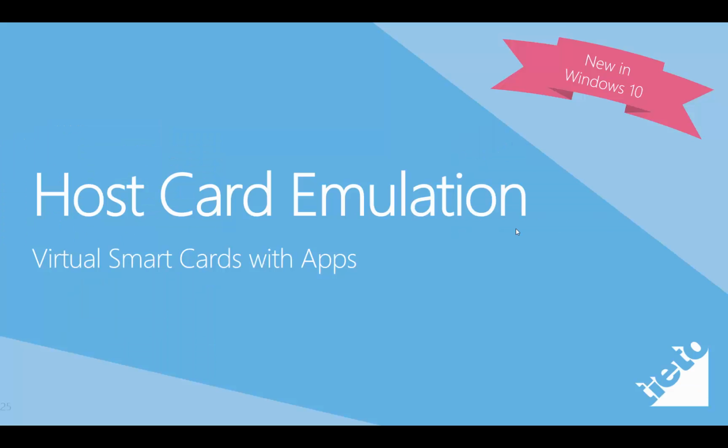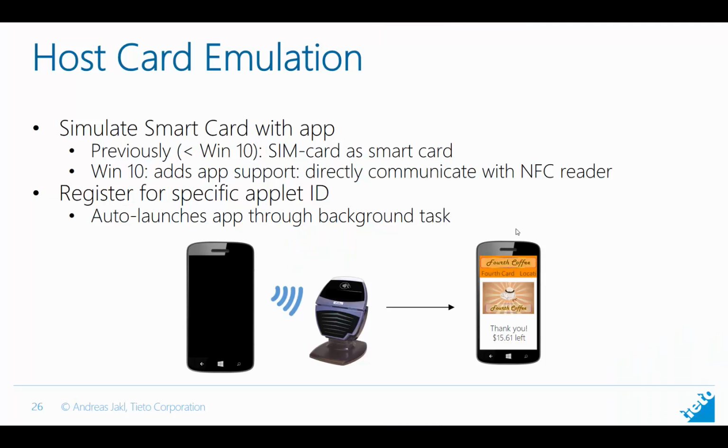Okay, so next part is about host card emulation. This essentially allows you to have a virtual smart card that you create with your app. This is also new in Windows 10. It has also been recently added to Android and is one of the most important things of NFC nowadays, because it really allows you to use your phone as a credit card. So then the phone actually acts like it would be a credit card. You just hold it to the reader in the shop and you can immediately pay with your phone, which is really cool. So as said, you simulate a smart card with an app.